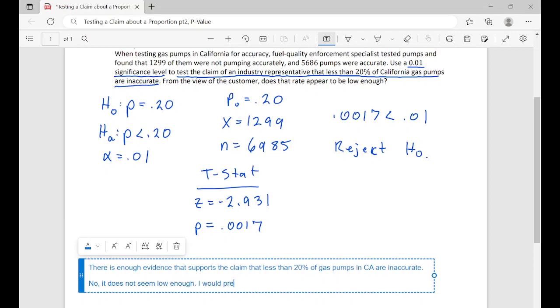I would prefer for it to be closer to 0%. I would like my gas pumps to be as accurate as possible all the time. So that's just my opinion on it, but this is how you would go through a question like this.